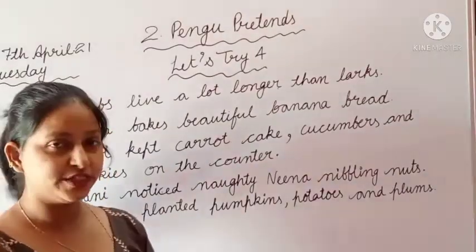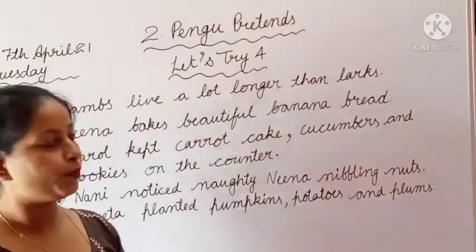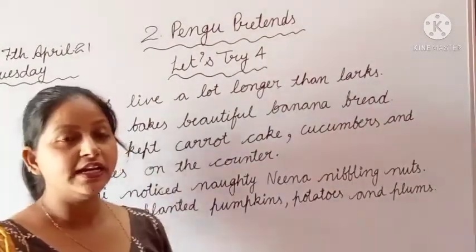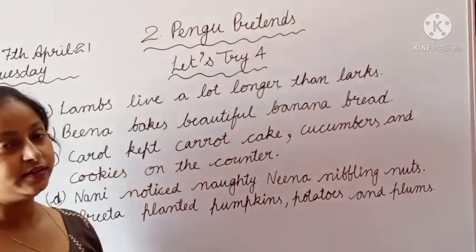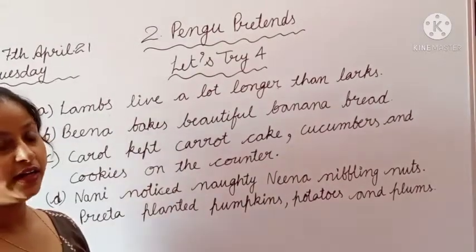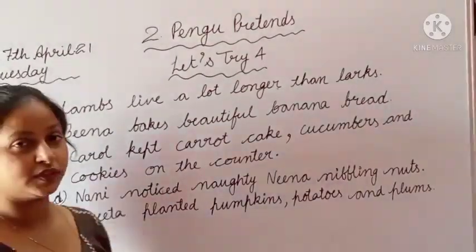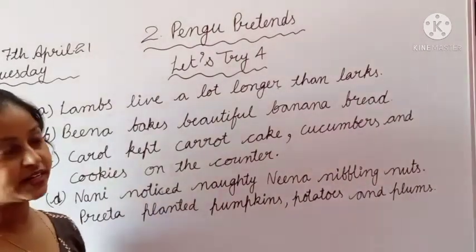We will do Let's Try 4 of initial rhyme of the chapter Pengu Pretends. In Let's Try 4, we have to underline the letters which are used again and again. First of all, we will read the first sentence.